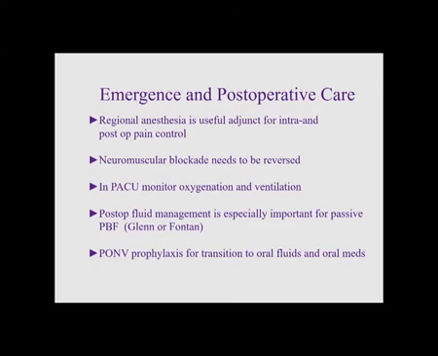Neuromuscular blockade needs to be reversed, and in the PACU you really need to make sure that you monitor oxygenation and ventilation. Also, it's important for these children to take PO fluids as soon as possible so they can take their regular medication again. And for that, you also need PONV prophylaxis. And that should not be different from a normal child or a child with cardiac disease.